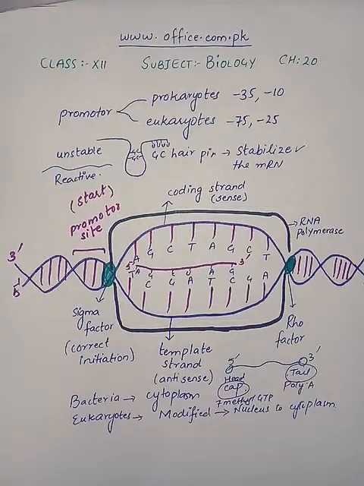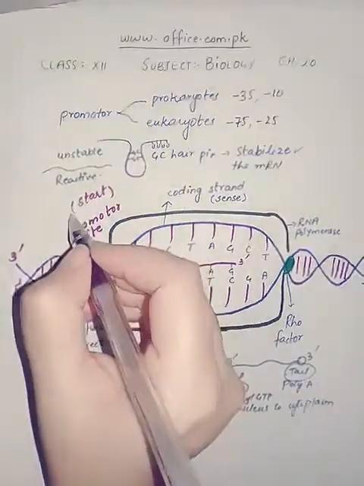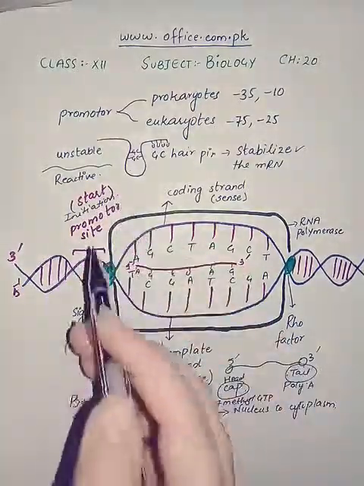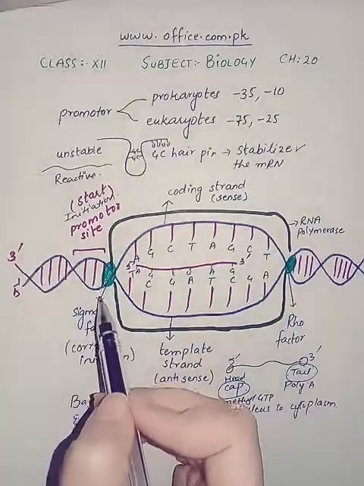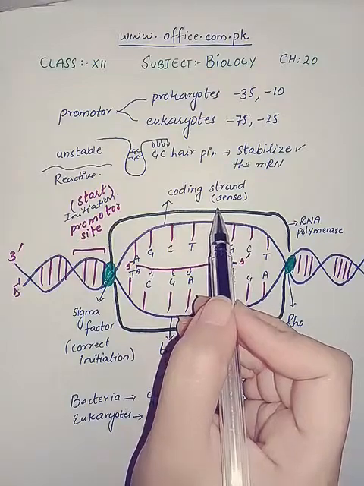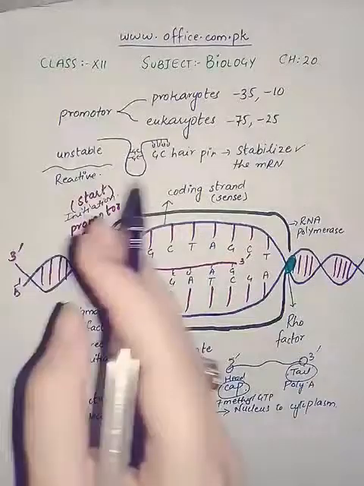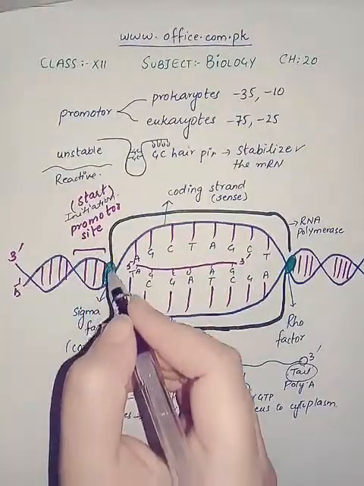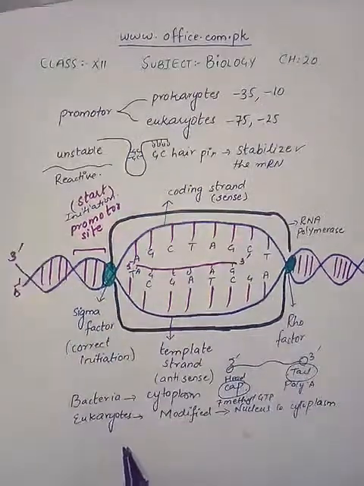Now for your convenience, I am going to repeat and revise the process. First of all, this is the initiation step. The process is initiated when a factor, sigma factor, which is actually a part of this RNA polymerase, is attached to this promoter site. Promoter site is a site present before our desired gene of interest, and when the sigma factor binds to this sequence, it will initiate the whole process correctly.